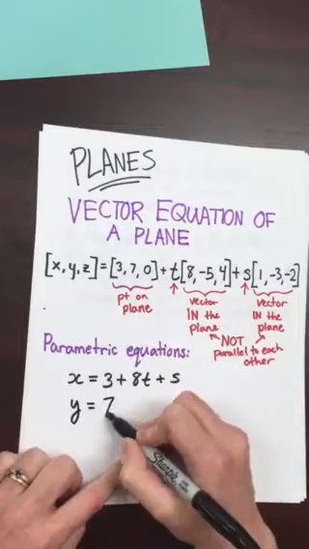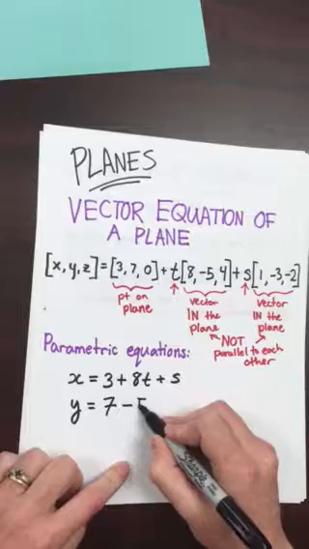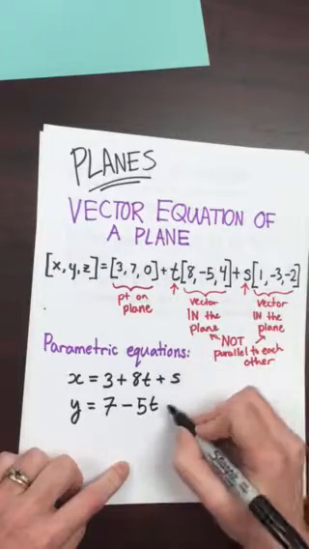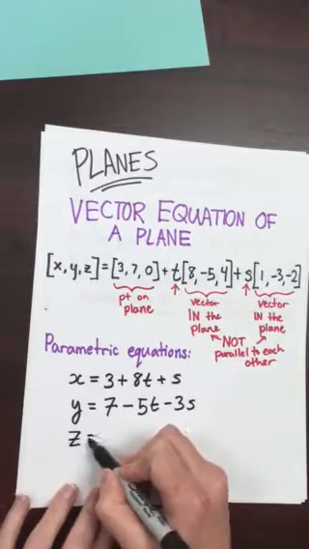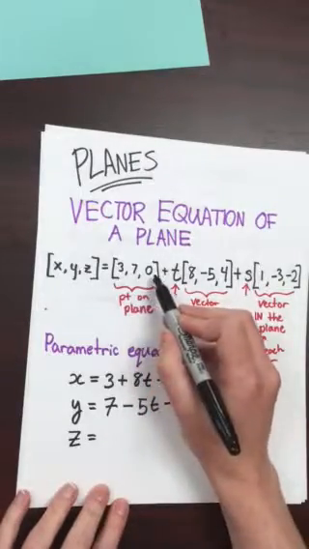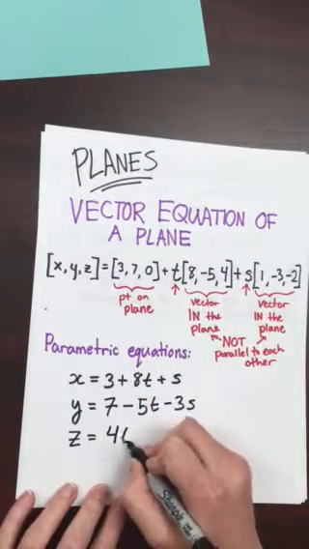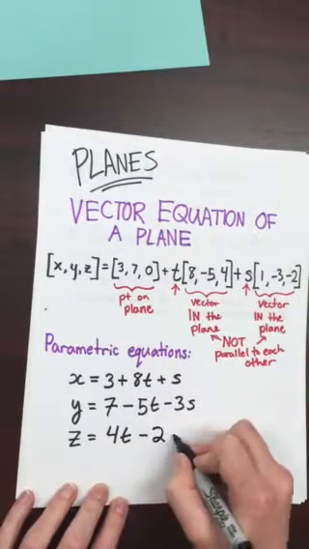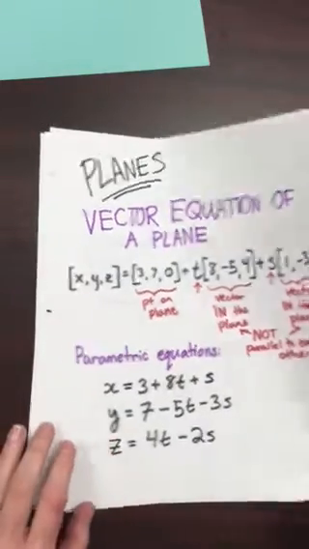So 7 is the y component of my point, minus 5t here, and minus 3s. And finally, the z components of my plane. There's 0 for the point on the plane, but then we do 4t, and we have a minus 2s there. So those are my parametric equations for this plane.